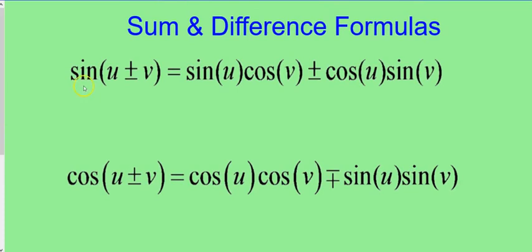So notice that if you have sine of two angles, if they're being added, you're just going to follow the symbol that's up top. So you'll do sine of the first angle times cosine of the second angle plus cosine of the first angle times sine of the second angle. If it's a minus sign in between your two angles for sine, you're going to subtract those two.